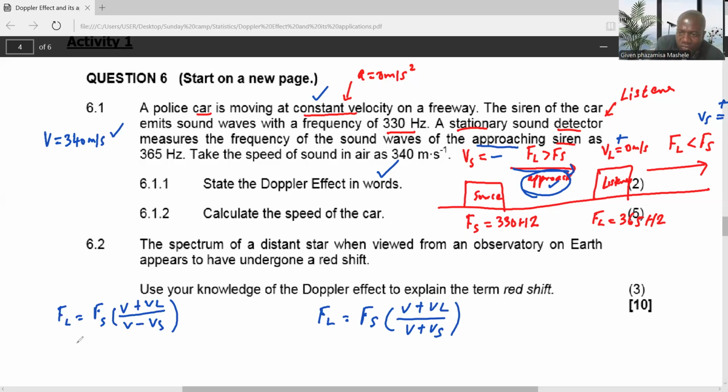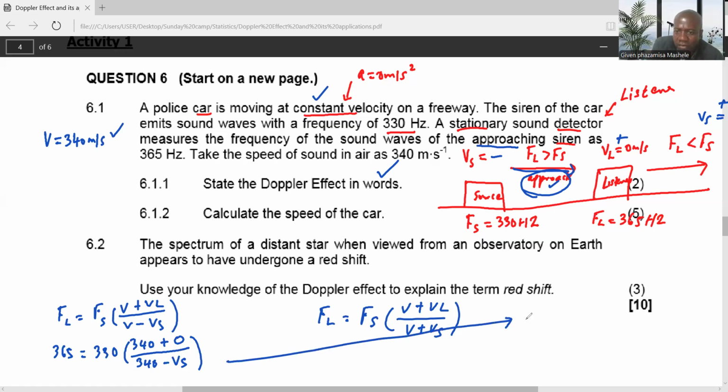Let's now substitute. The frequency of the listener is 365. The frequency of the source is 330 into (340 plus 0), where the listener is stationary, divided by the speed of sound, 340, minus Vs. We want to know the speed of the car. So 365 equals 330 into 340 divided by (340 minus Vs).